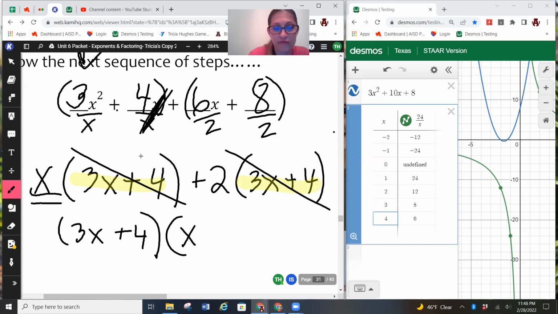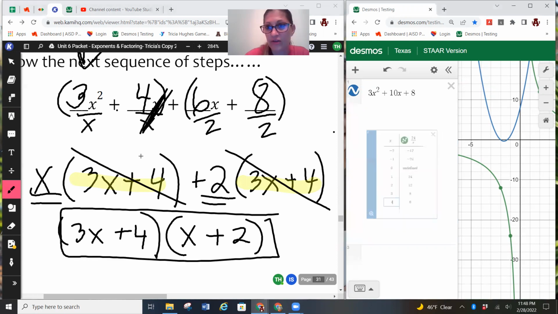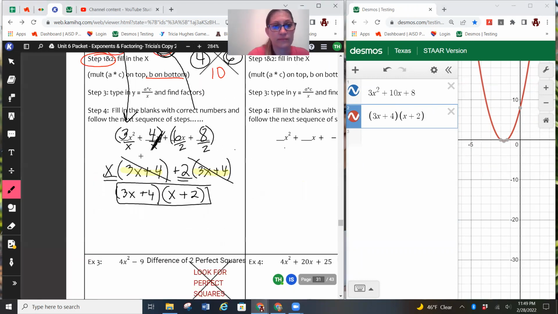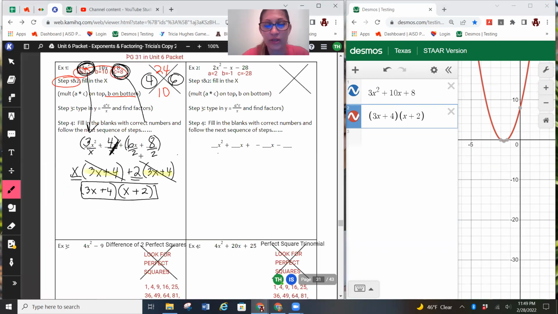And then you rewrite what's left over. The GCF from the first, the GCF from the second. You now have factored it. You can test it into Desmos. Hold on, I forgot the 3. And those two match. You are complete. Rewind it if you need to hear it slower, or just again.